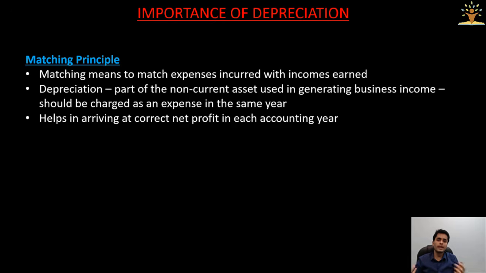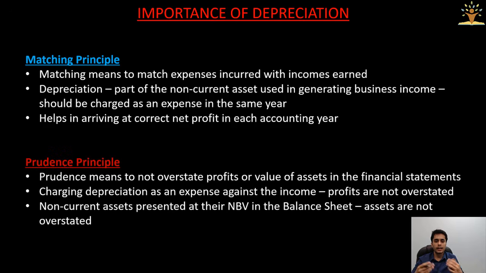Same way, if you don't provide depreciation, what would happen? A part of the asset has helped you earn revenues during the year, and you're not giving depreciation or charging expenses for that in the income statement. You are understating your expenses, and hence your profits will be overstated. So calculating depreciation and providing it in the income statement helps you correctly match your expenses with the revenues and eventually helps you calculate the correct net profit for the year. And another accounting principle that forms a base for calculation of depreciation is the prudence principle.